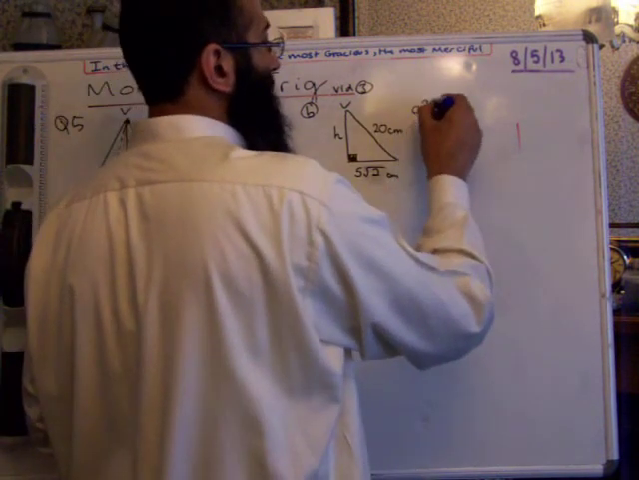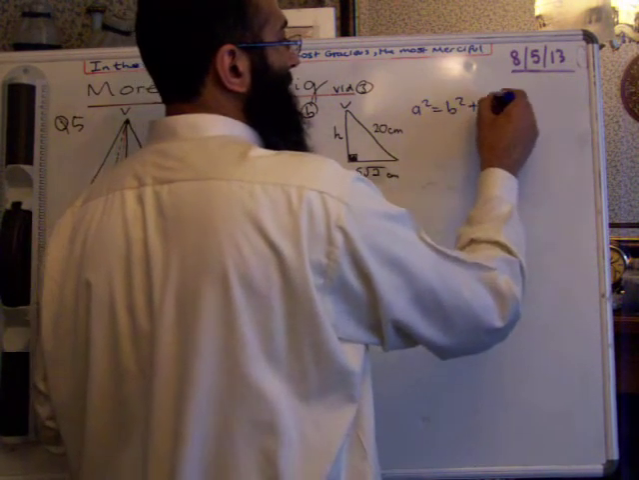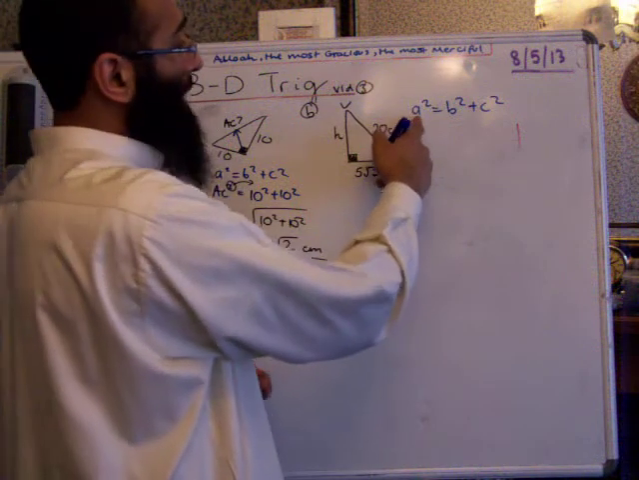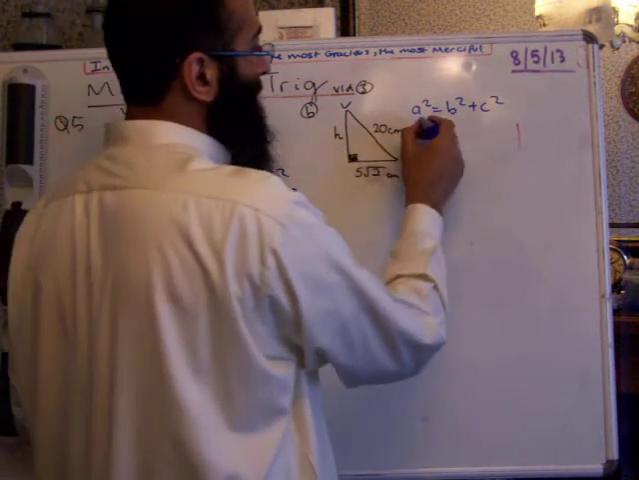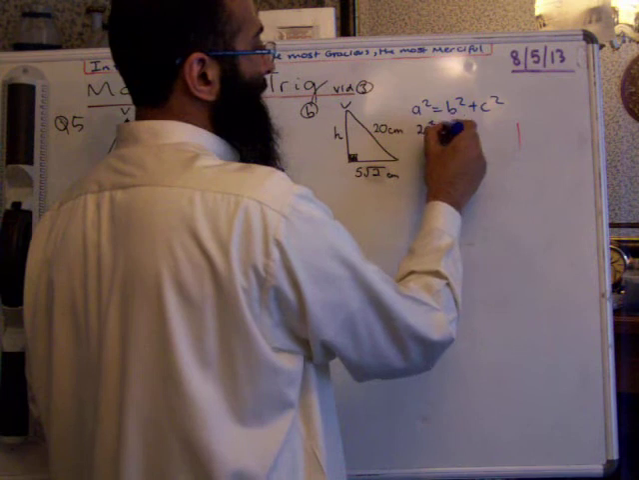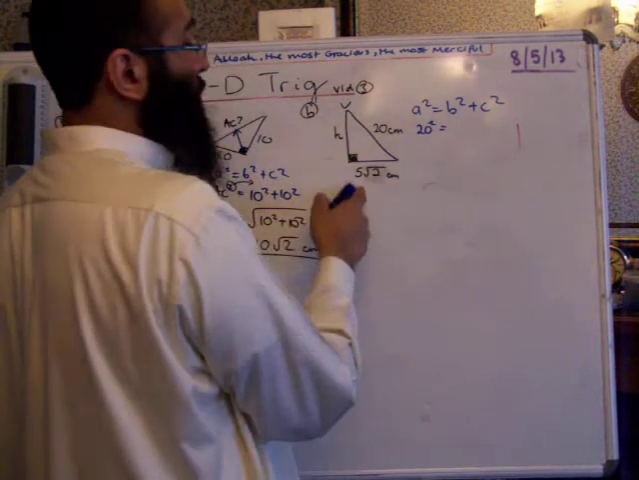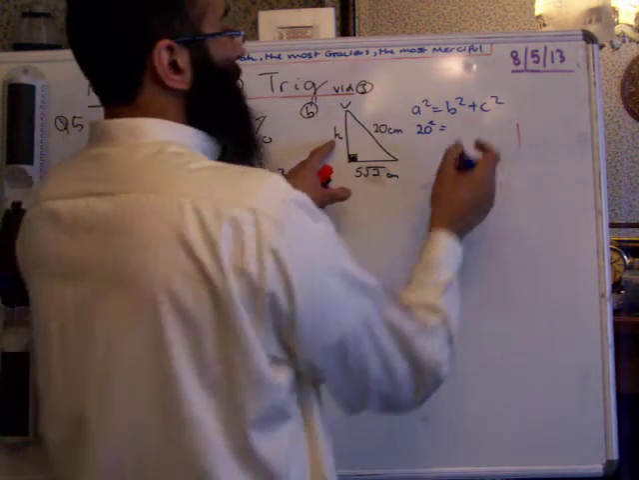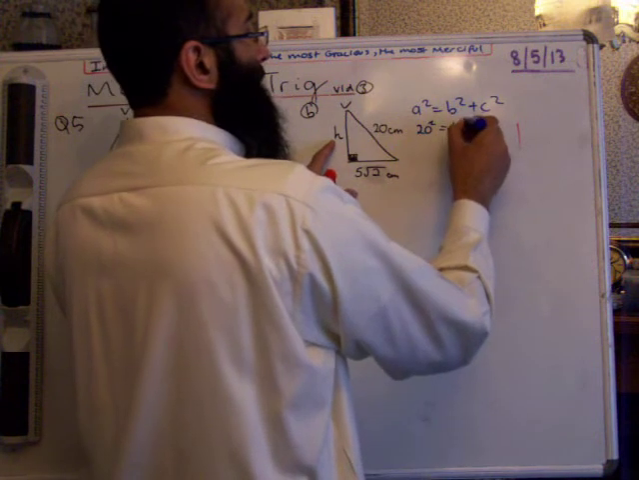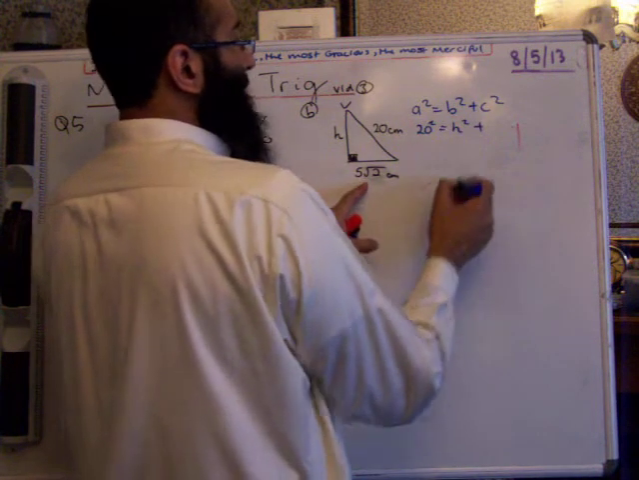So we have a squared is equal to b squared plus c squared, where a squared is the hypotenuse squared, which is 20 squared. B and C are the other two sides in any order you like. I'm going to call mine h, and the c will be the 5 root 2.